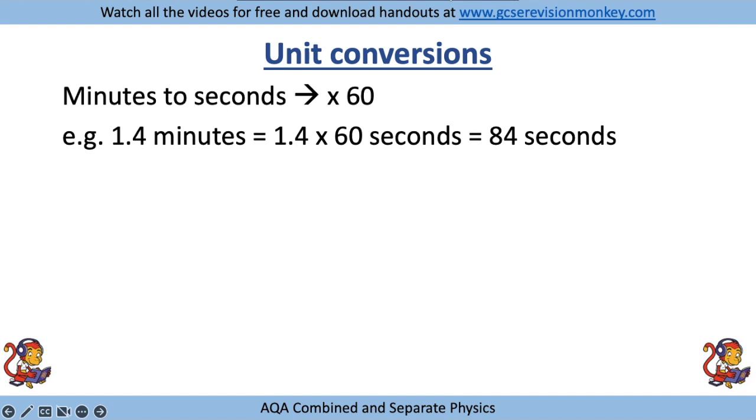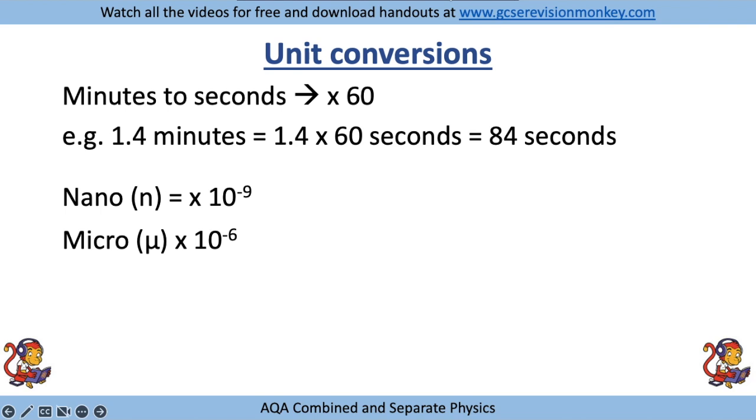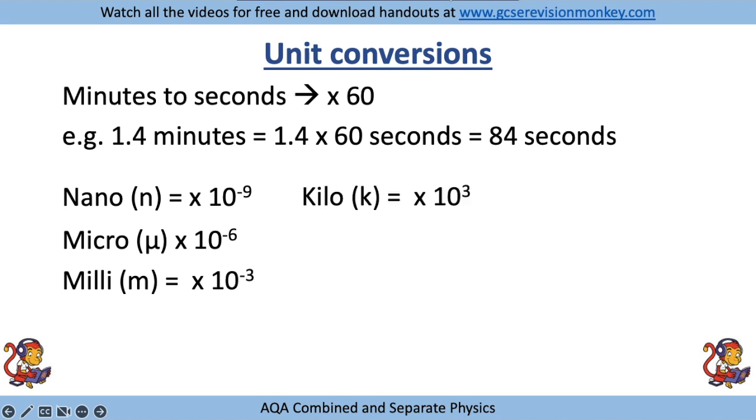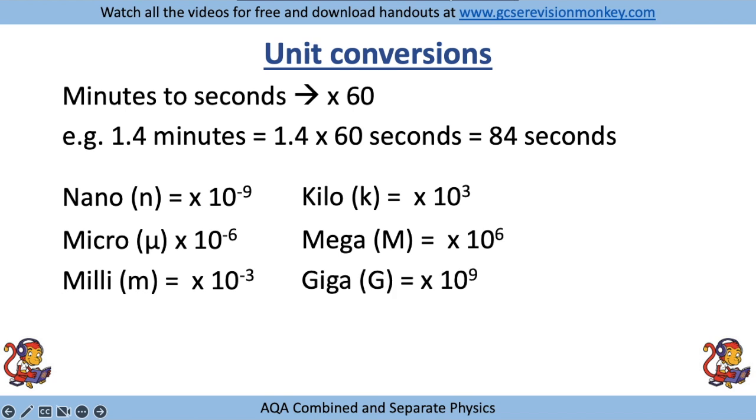Some more difficult ones then are nano. If you see a little n, that means nano, which is times 10 to the minus 9. Micro, times 10 to the minus 6. Milli, times 10 to the minus 3. Kilo, times 10 to the 3. Mega, times 10 to the 6. And giga, times 10 to the 9. So when these are in front of units, you must do a conversion to get that extra mark. If you can't remember these, then you'll only lose 1 mark, so don't worry about it.